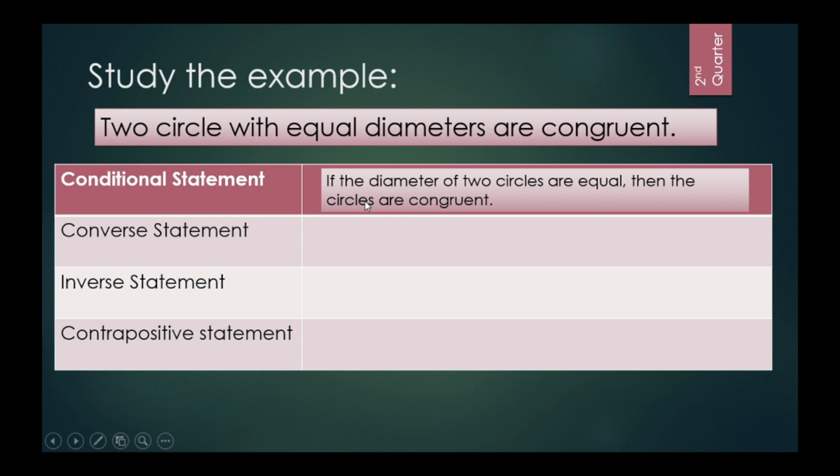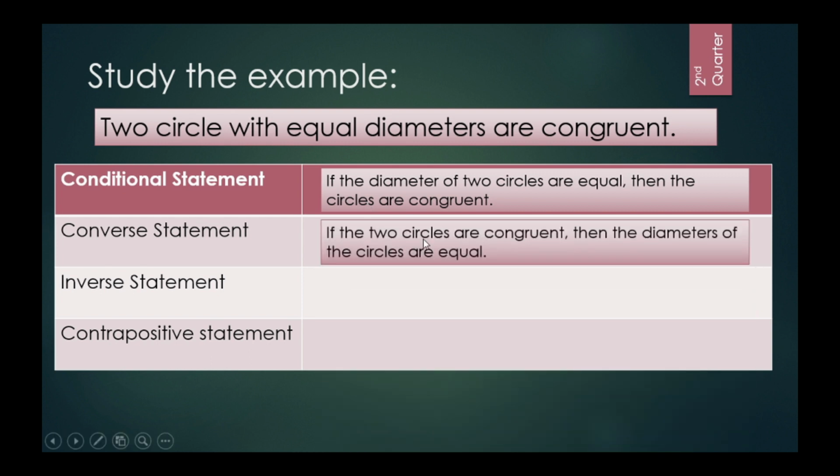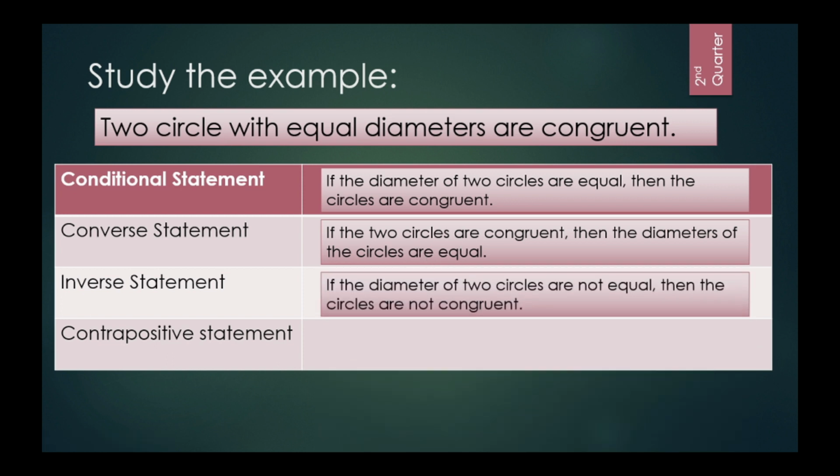Then, we switch the position, that is the converse. If the two circles are congruent, ayun na yung word na congruent na papunta na sa if, then the diameters of the circles are equal. And then we do the inverse, we are adding the word not in our conditional. So, the answer will be, if the diameter of two circles are not equal, then the circles are not congruent. We have the word not.